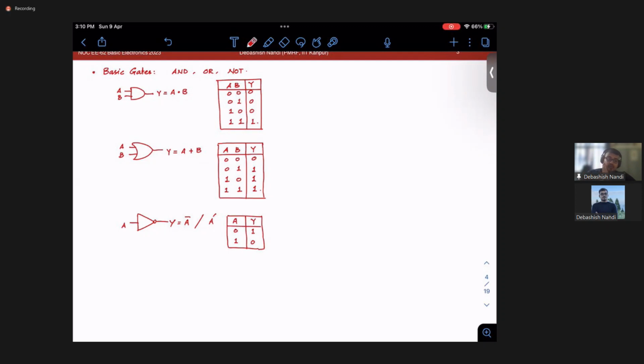We can build any digital circuits, be it combinational or sequential. Combinational means the output depends upon the current input only. It does not have any memory. Sequential output depends on the previous states also, right? So any kind of digital logic, whatever you see in today's processor, everything can be built based upon these three basic gates, right?